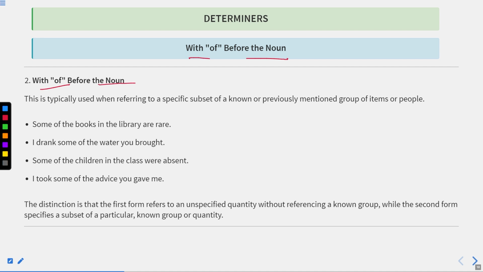With or before the noun. This is typically used when referring to a specific subset of a known or previously mentioned group of items or people. Okay, for example, if I say some of them, or some of the books, or some of the people, it means I'm talking about a particular group of people.